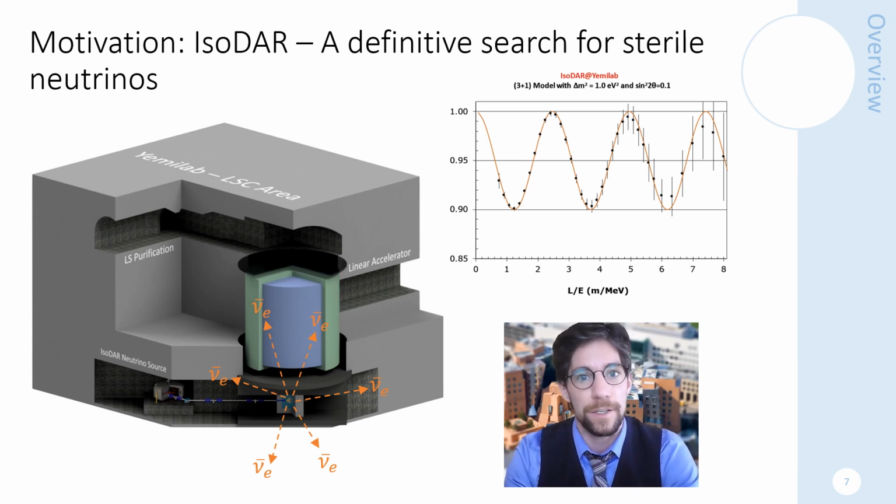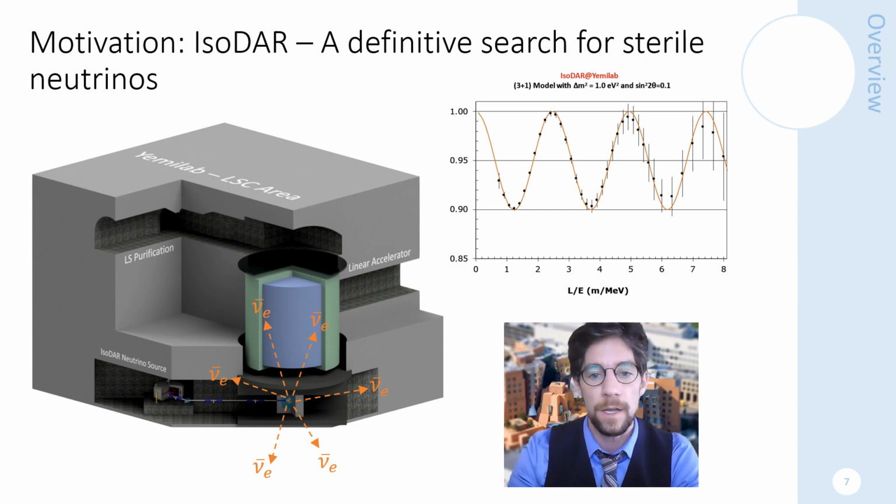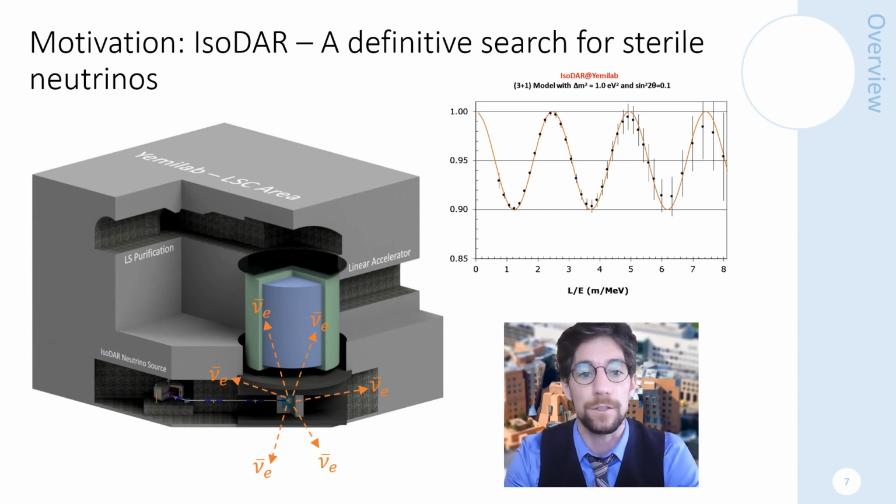And if ISODAR is paired with this 3 kiloton liquid scintillator detector, then we would see a signal like this on the top right here, where we plot the survival probability of electron antineutrinos produced in our neutrino production target as a function of L over E, the distance traveled over the energy of the neutrinos. And you can see a very nice oscillation shape or oscillation wiggle here that is a smoking gun signature for the existence of a sterile neutrino.